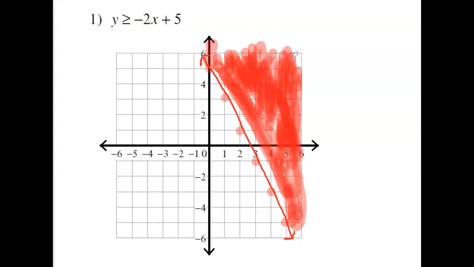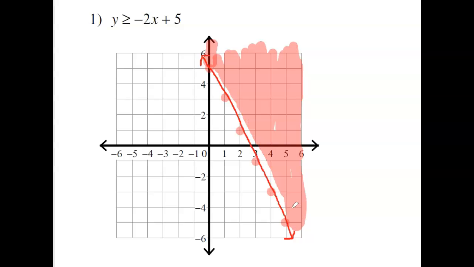Does it matter how many points we plot? No. How many points we have plotted? No. I just go until I run out of space sometimes. Gotcha. Okay. I just wanted to make sure of that.